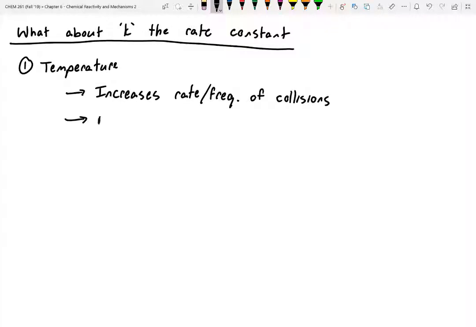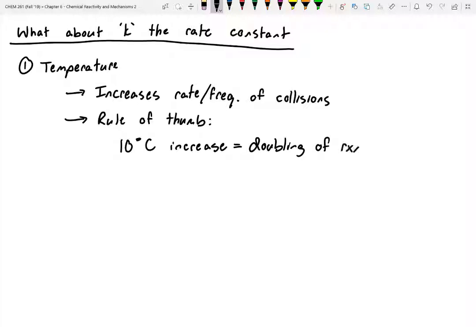And then a cool rule of thumb is that for every 10 degrees Celsius increase in temperature, you will double your reaction rate. It's actually pretty dang close to the truth, but we can go in and experimentally determine this in labs too. So what happens if we increase the temperature by 20 degrees Celsius? We quadruple the rate.